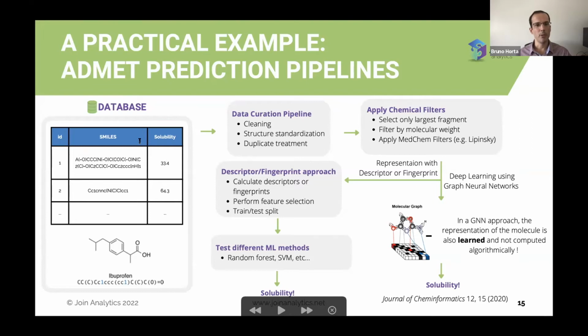Usually these databases of compounds encode the chemical structure using a SMILES string. These are the kind of strings that are represented here, and here is an example of ibuprofen where you have the SMILES string below. So these SMILES strings encode this chemical structure. So there are many databases out there with solubility data that you can use to train a model. You don't even have to have your own data for that. So you can give this as input to this pipeline that I will describe.